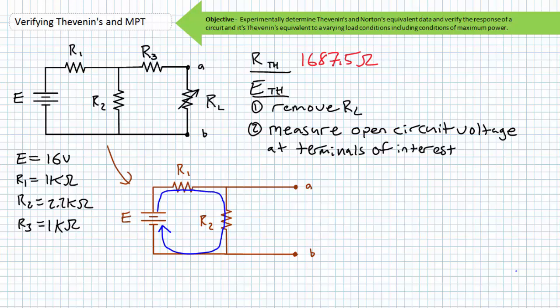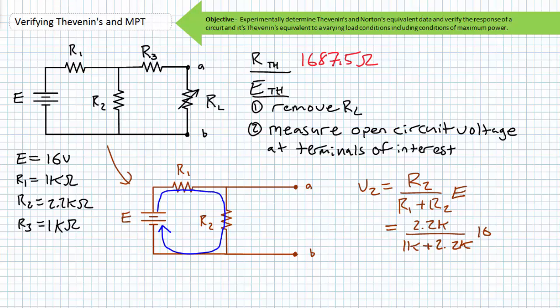Let's use the VDR. The VDR is set up to solve for V2 as follows. Substituting in the necessary values, we find V2 equals 11 volts. The Thevenin equivalent voltage for this circuit is therefore 11 volts.